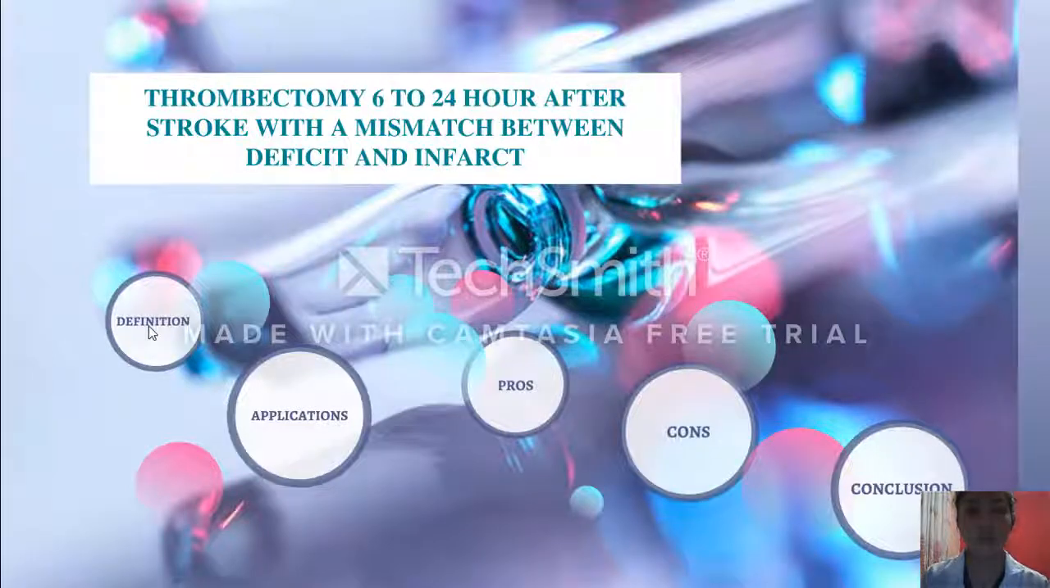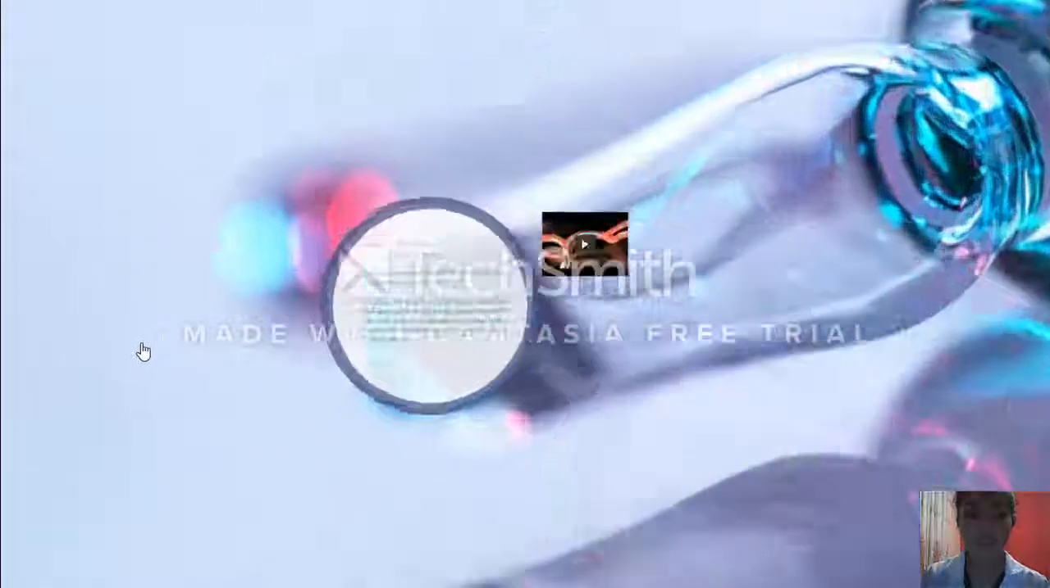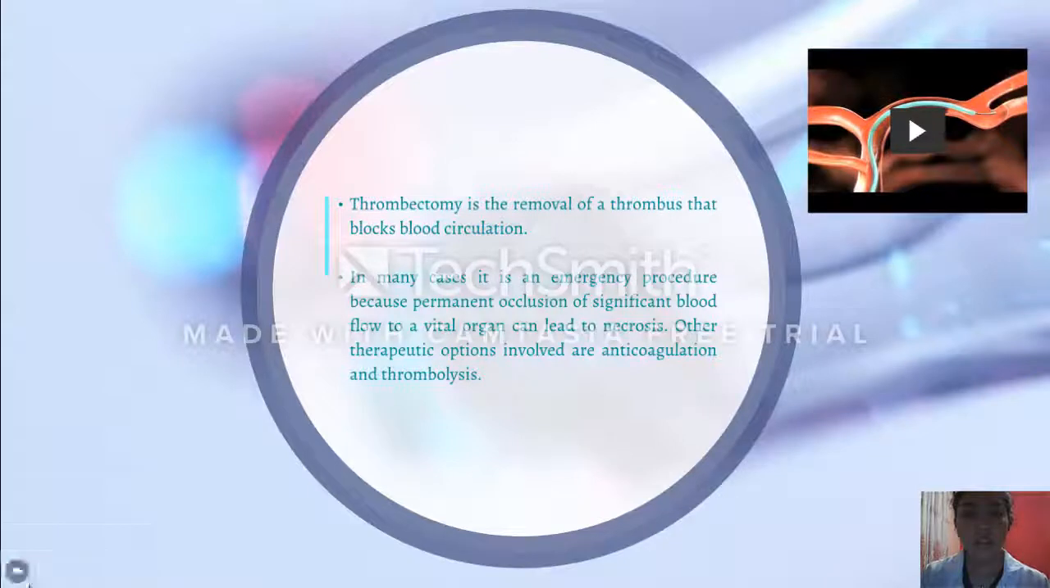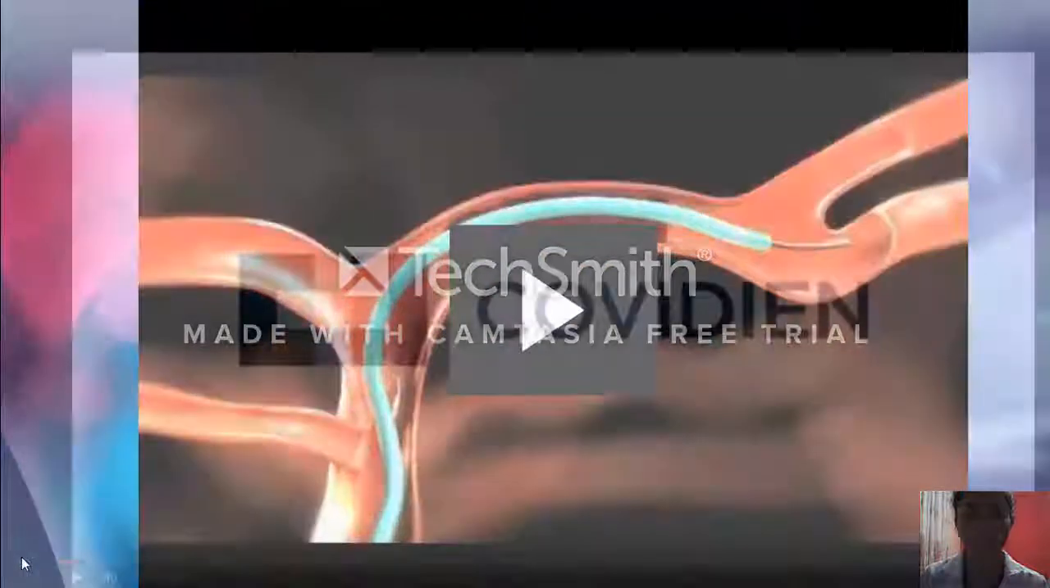Thrombectomy 6 to 24 hours after a stroke with a mismatch between deficit and infarct. Definition: thrombectomy is the removal of a thrombus that blocks blood circulation. In many cases, it is an emergency procedure because permanent occlusion of significant blood flow to a vital organ can lead to necrosis. Other therapeutic options involve anticoagulation and thrombolysis.